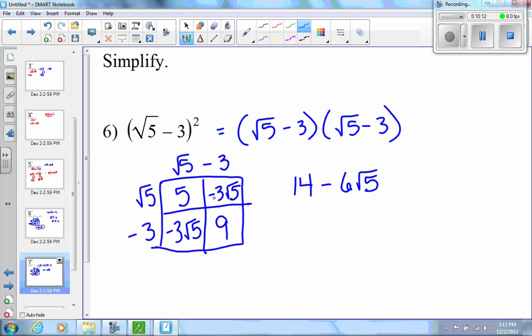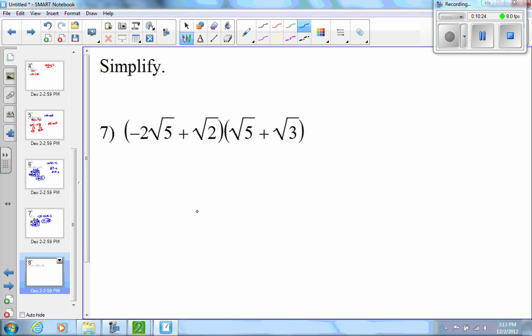Remember, at this point, we're just adding like terms. We're not multiplying anymore. We're just adding like terms. This is my answer. Okay, next problem. Actually, I think this is the last problem. Again, it's a binomial times a binomial, so we're just going to put it in a box.